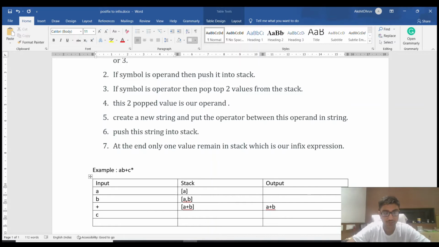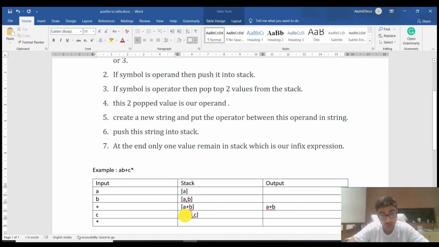Now again c comes, right? C is an operand, so we have to push that. So now who is at the top of the stack? C is at the top of the stack. Now multiplication. So what will happen? Now it's an operator. So remove the top 2 elements. Who are they? A plus b and c.